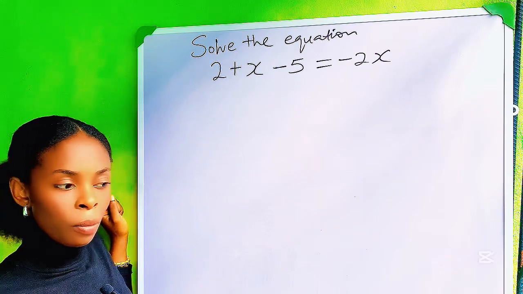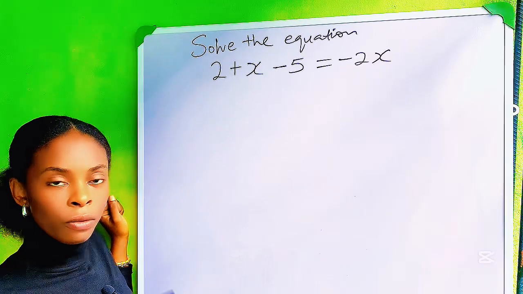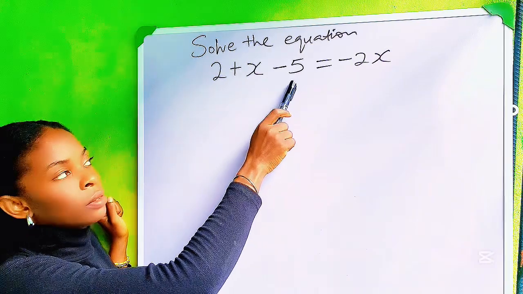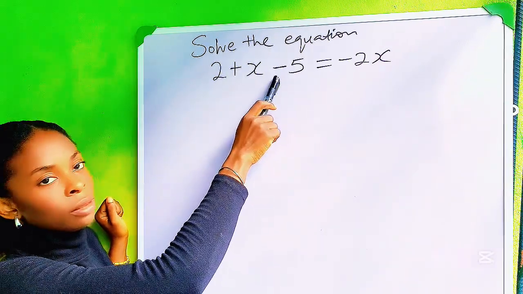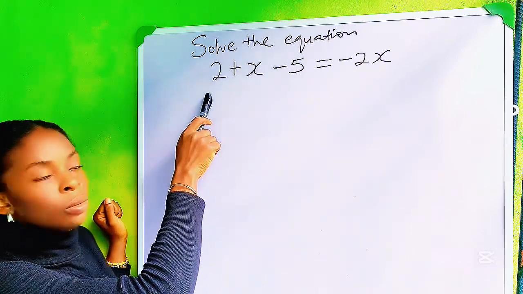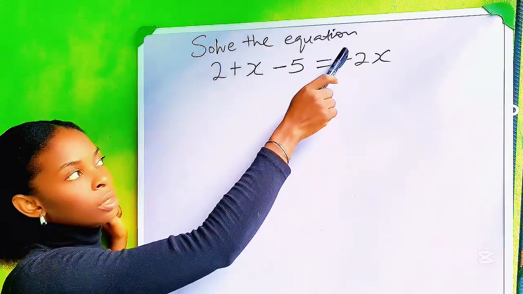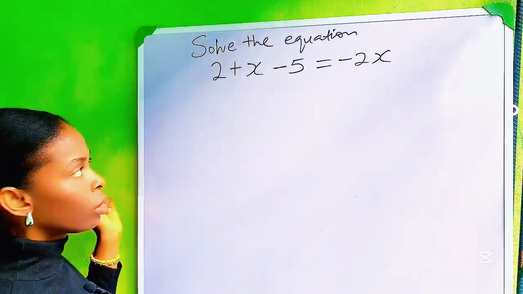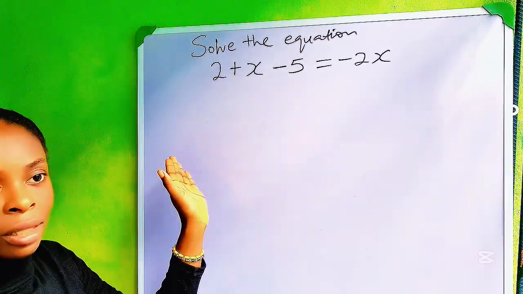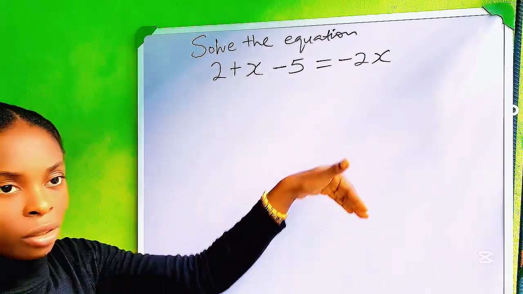To know the sign of a number, it is always in front of the number. Taking for example, this 5, the sign of this 5 is minus. The sign of this x is plus. The sign of this 2 is invisible plus. The sign of this 2x is minus. We have the numbers and variables on the left hand side. Anyone that crosses over to the right hand side, the sign of that number will change.